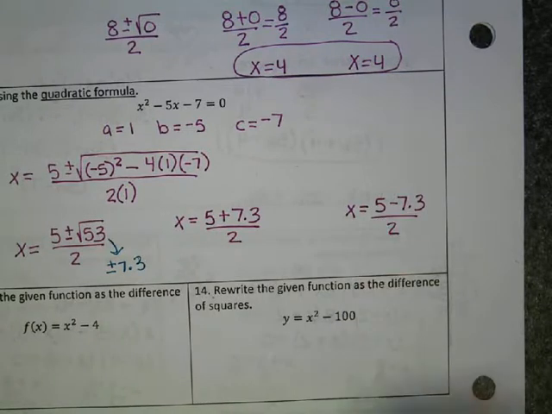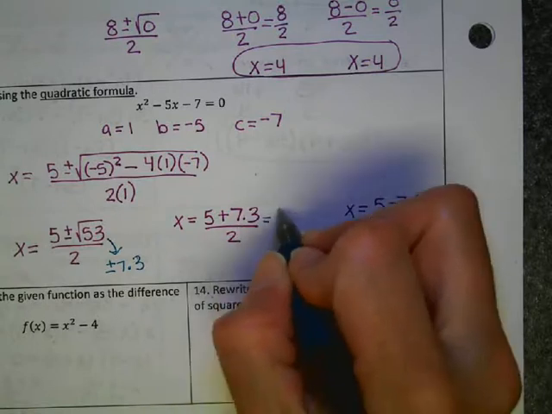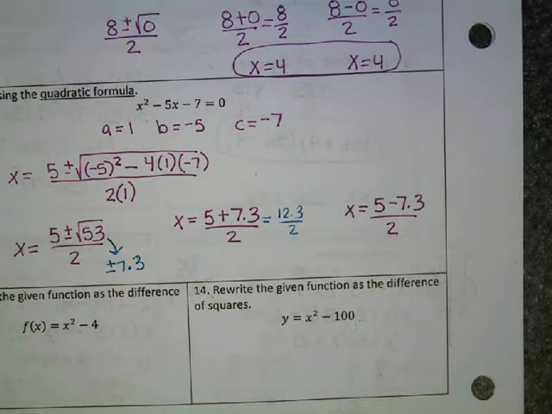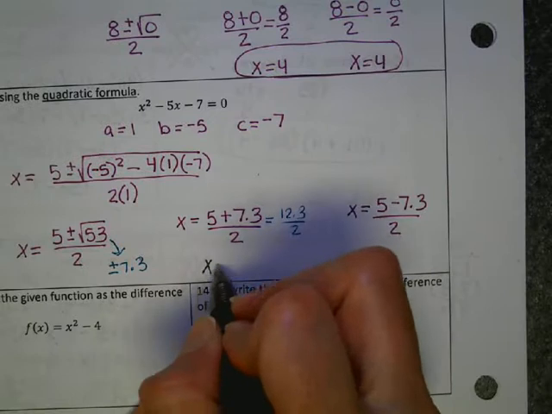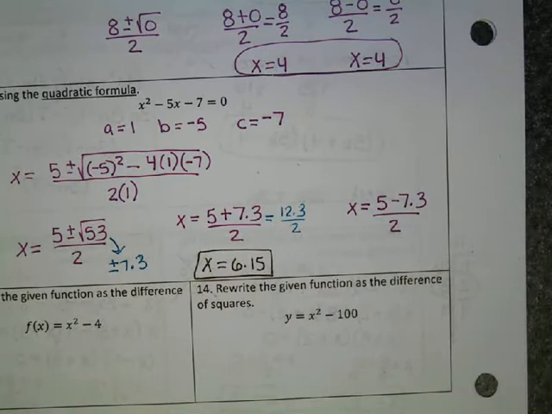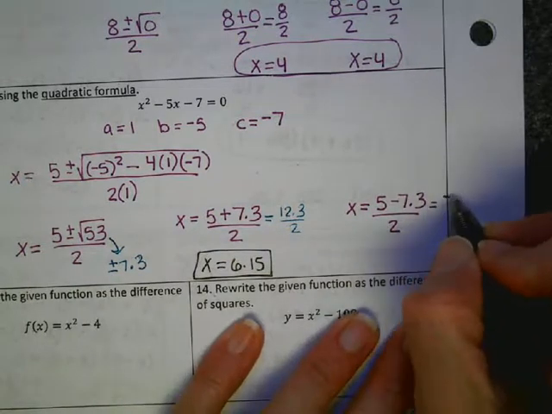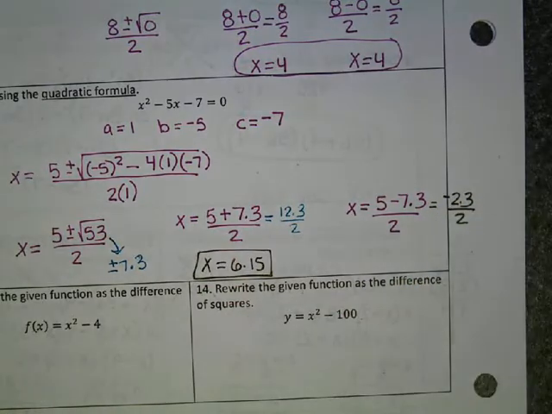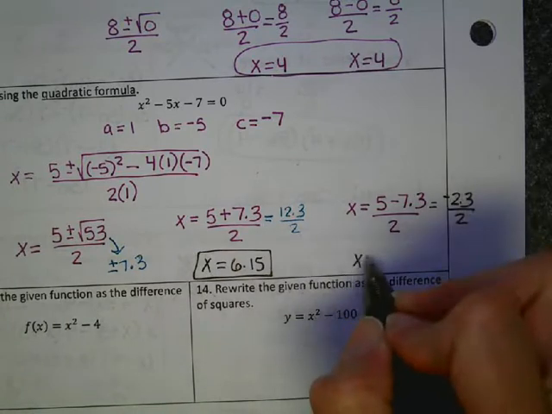So that's 12.3 divided by 2. Remember to add before you divide here on the top part. You want to do the top before you divide by the bottom number. So you get about 6.15. This one will be subtracting: 5 minus 7.3 is negative 2.3, divided by 2, equals negative 1.15.